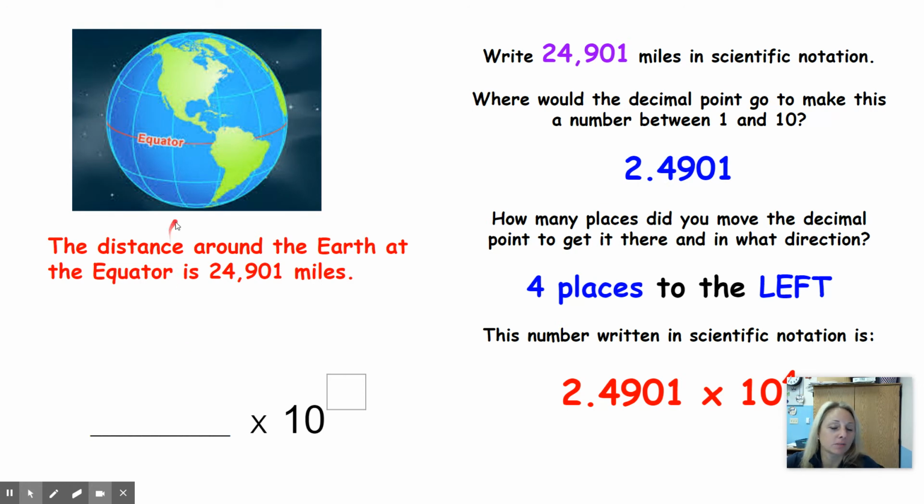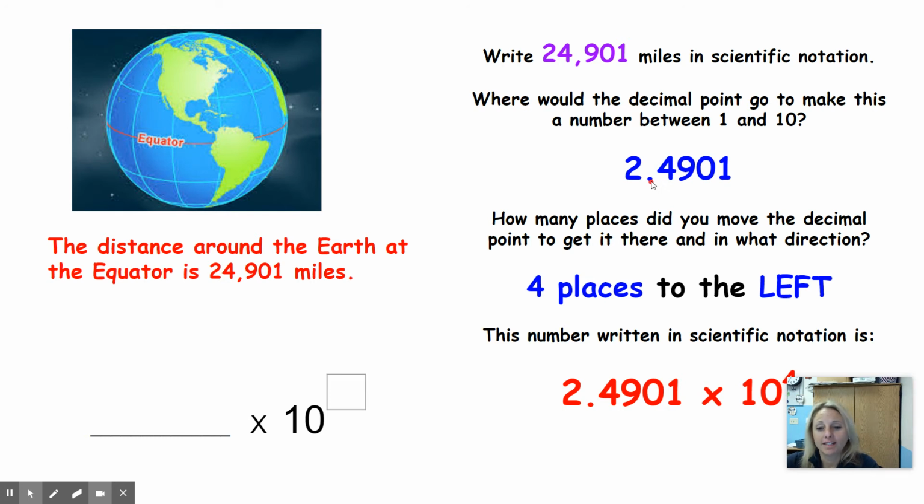Let's try some examples to explain how we get from standard form to scientific notation. The distance around the Earth at the equator is 24,901 miles. If we were going to write that in scientific notation, here are the questions you ask yourself. Where would the decimal point go to make this a number between 1 and 10? It would go right there, no question, between the 2 and the 4. So here is the number that it makes between 1 and 10. How many places did you move the decimal point to get there? It was 1, 2, 3, 4 places to the left.